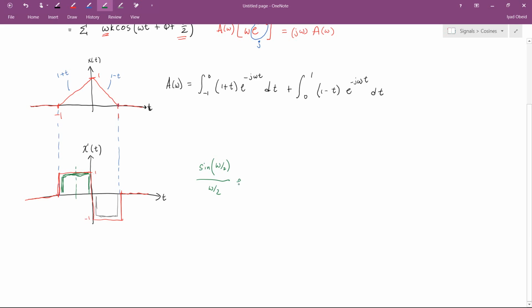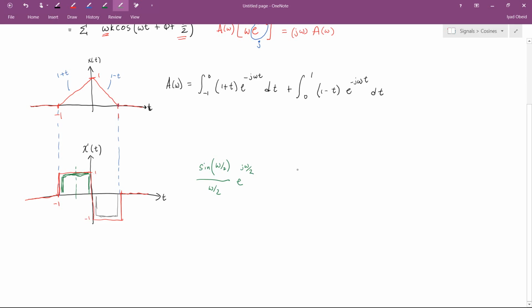And that box is shifted to the left by half a unit, so it's going to be e to the j omega over 2. And that box has an area of +1, so we're good to go on that. We don't need to multiply it by anything. Okay, now we'll do the second box.